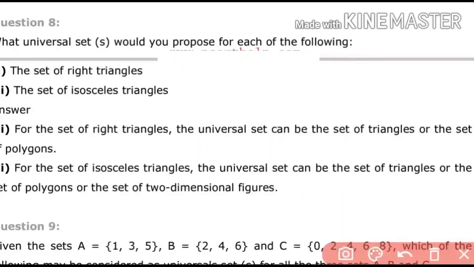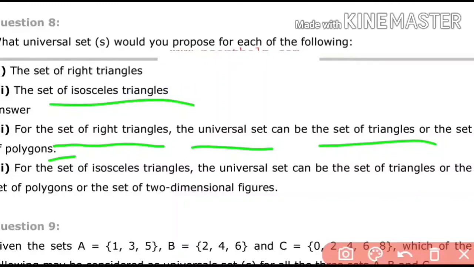What universal set would you propose for each of the following? The set of right triangles and the set of isosceles triangles. A set of triangles is given to you, so for the set of right triangles, the universal set can be the set of triangles, or you can also write the set of polygons. Next is the set of isosceles triangles. For this also you can write the set of triangles, or the set of polygons, or the set of two-dimensional figures; any of these you can write. So all of you understand this?